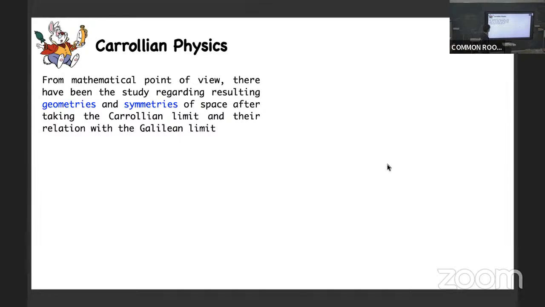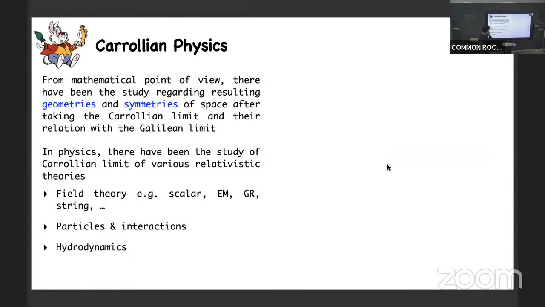So purely from a mathematical point of view, there has been the study of the geometry and the symmetry of space-time, generally curved space-time, right? In my example, we did it in flat space, but you can do the same thing for curved space-time. So what are the geometries? What are the symmetries of space-time after taking the Carrollian limit? There is also the question whether there is a relation or some duality with the Carrollian limit.